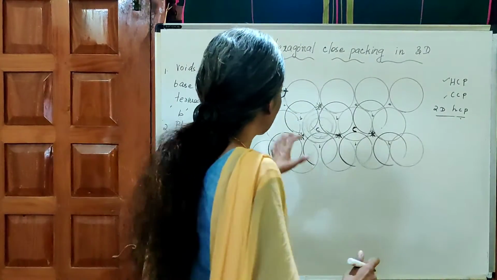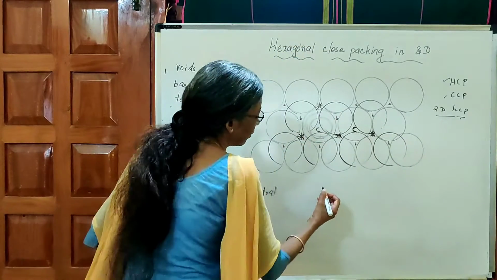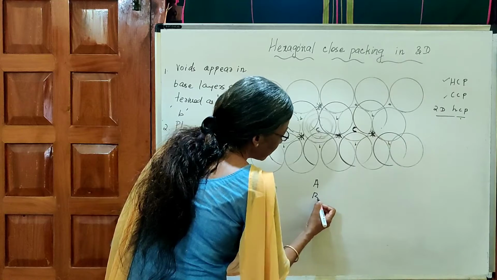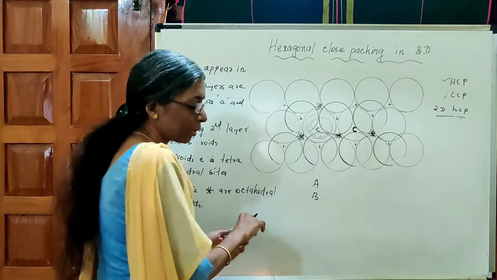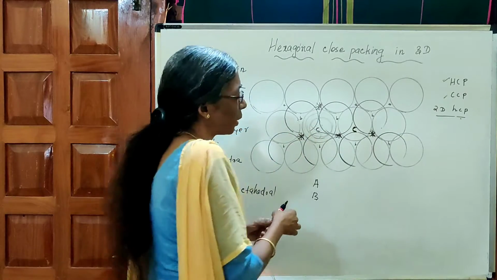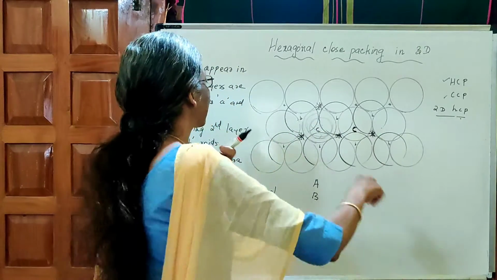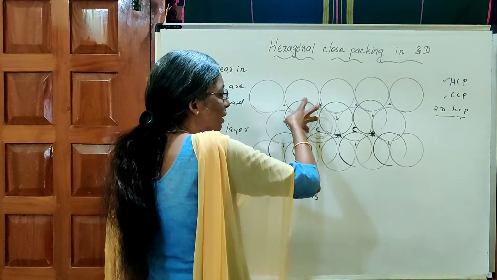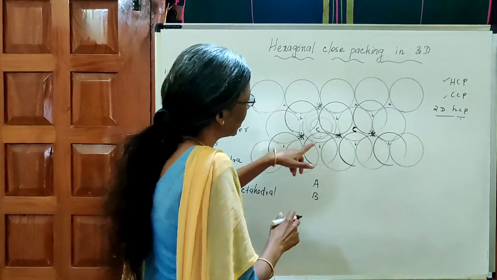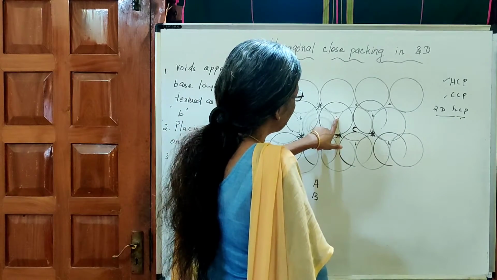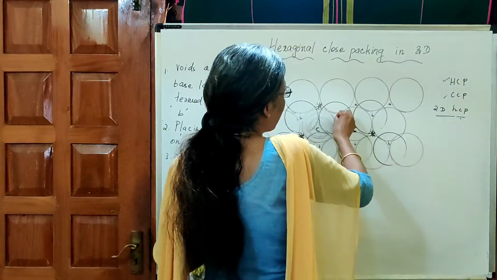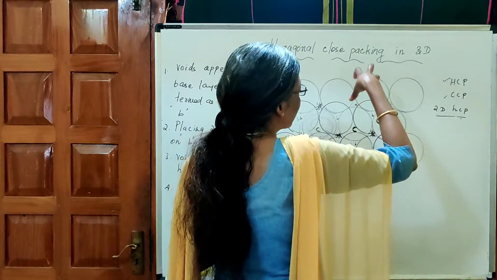We are marking the first layer as A, and the next layer as B. This is the first layer, this is the second layer. The third layer you are placing on the tetrahedral void, so you are placing it on this one. Here you see, this is the tetrahedral voids. These tetrahedral voids come exactly similar to the first layer.